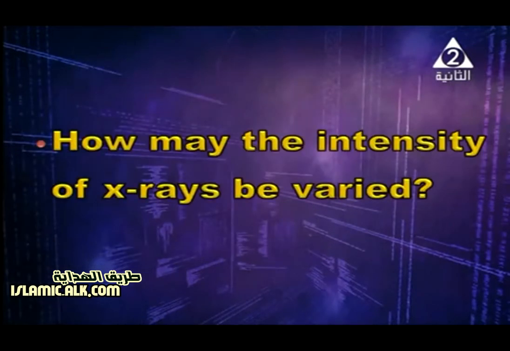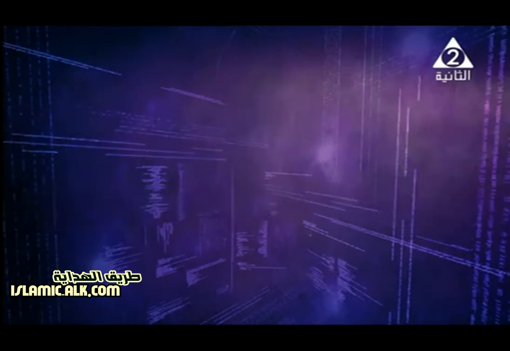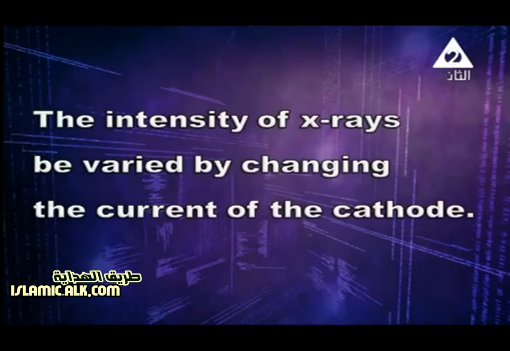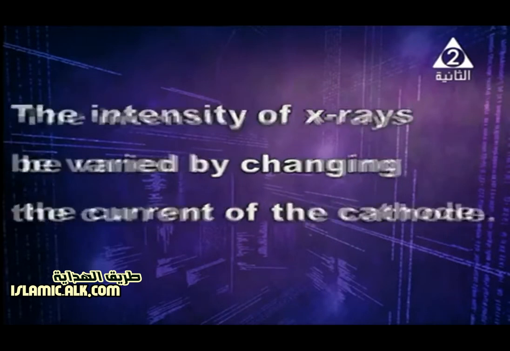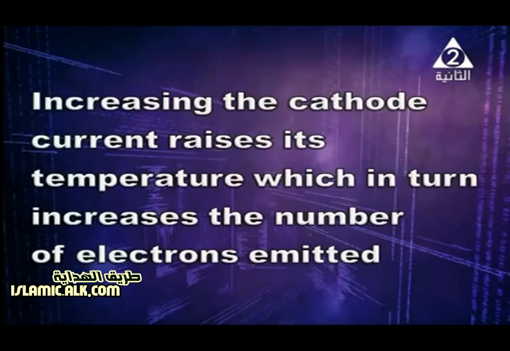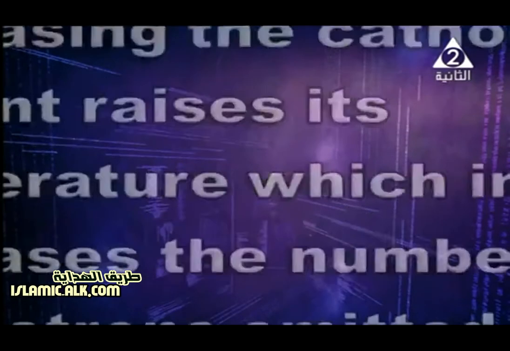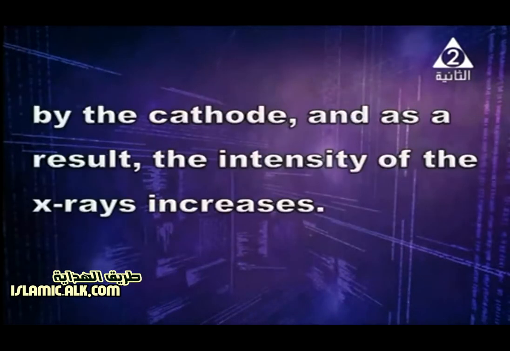Another item on the same question: how may the intensity of X-rays, intensity, not penetration power, be changed, be varied? The intensity of X-rays can be varied by changing the current flowing through the cathode. Increasing the cathode current raises its temperature, which in turn increases the number of electrons emitted from the cathode. And as a result, the intensity of the produced X-rays increases.